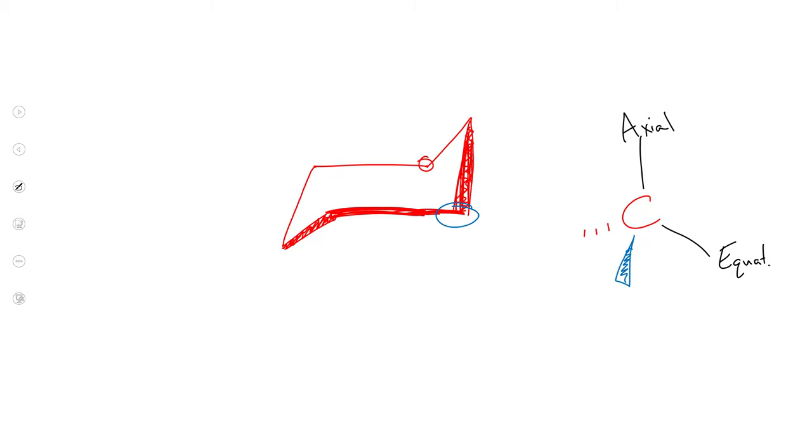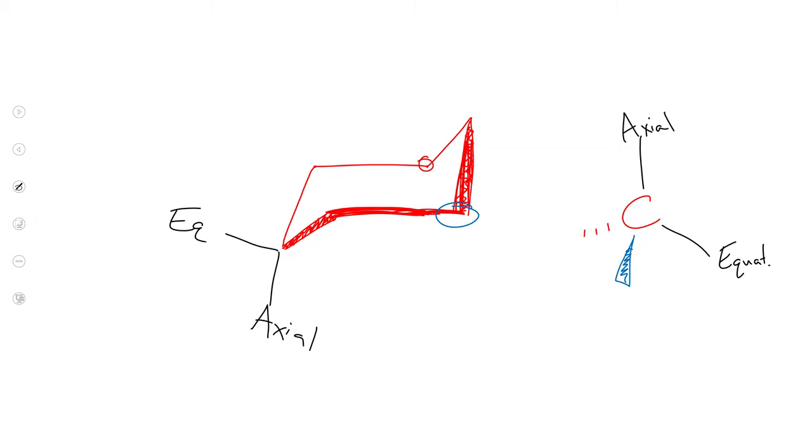But the thing is, each of these carbons has an axial position and an equatorial position. They're not always as easy to see as the ones at the top and the bottom. So for the bottom, what would those look like? Mirror image, right? We have one kind of pointed that direction and one pointed straight down, basically. There's our axial. There's our equatorial.